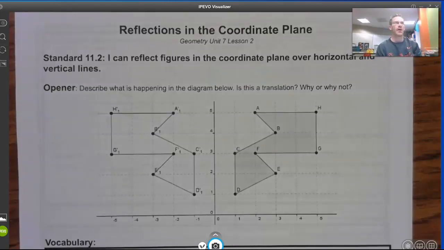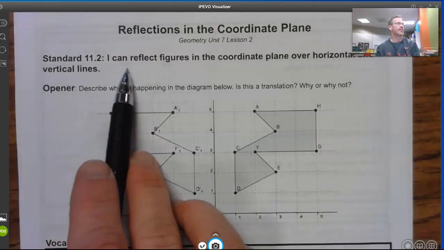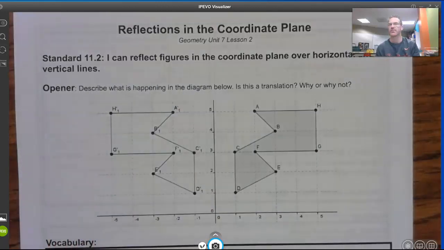All right, and we're going to continue our conversation with our next lesson in our unit on transformations, and that is going to be on reflections. You can see that this is standard 11.2. I can reflect figures in the coordinate plane over horizontal and vertical lines.